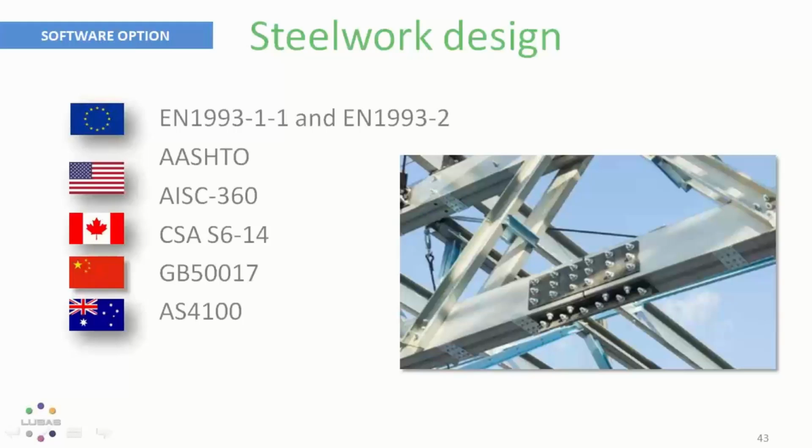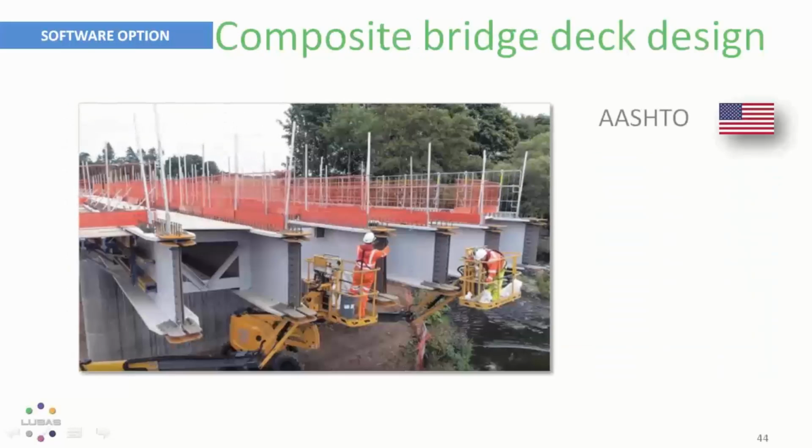The Eurocode building and bridge codes are covered along with US AASHTO, plus in version 19, the AISC 360 and Canadian codes, and Australian and Chinese code. And as we have seen, there's a focus in version 19 on steel and concrete composite bridge decks, including faster and better modeling, along with optional design checks to the AASHTO code alongside our existing Eurocode product.